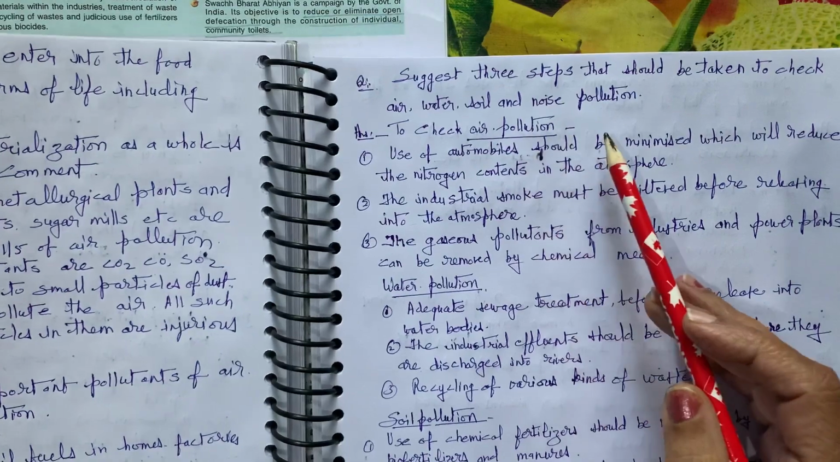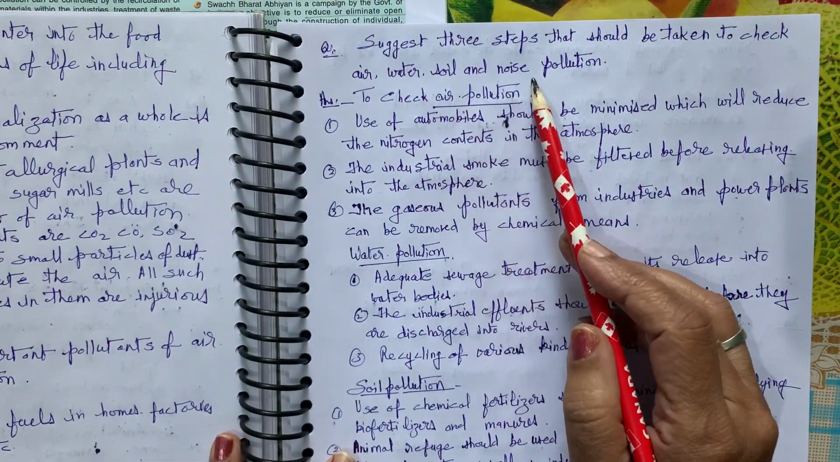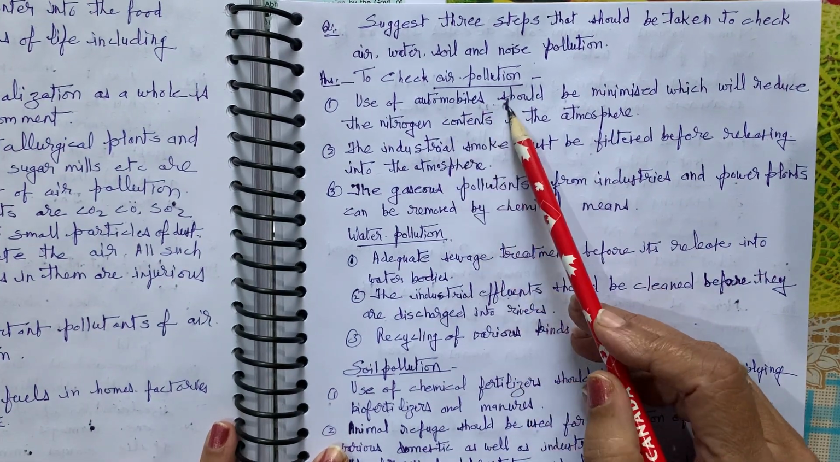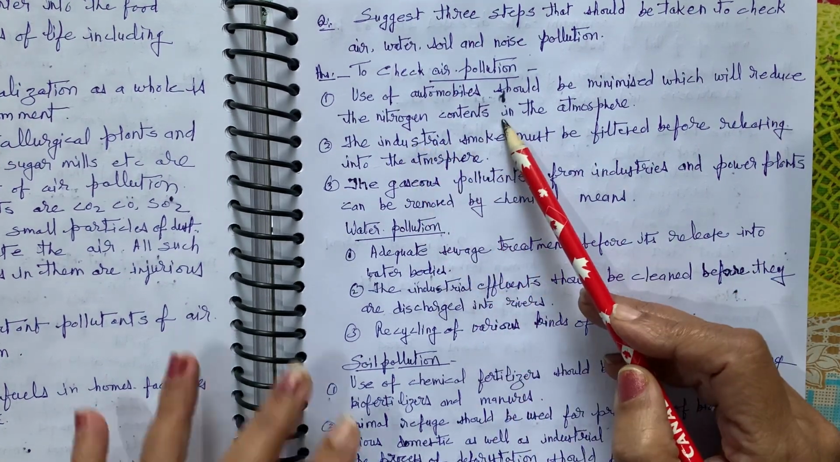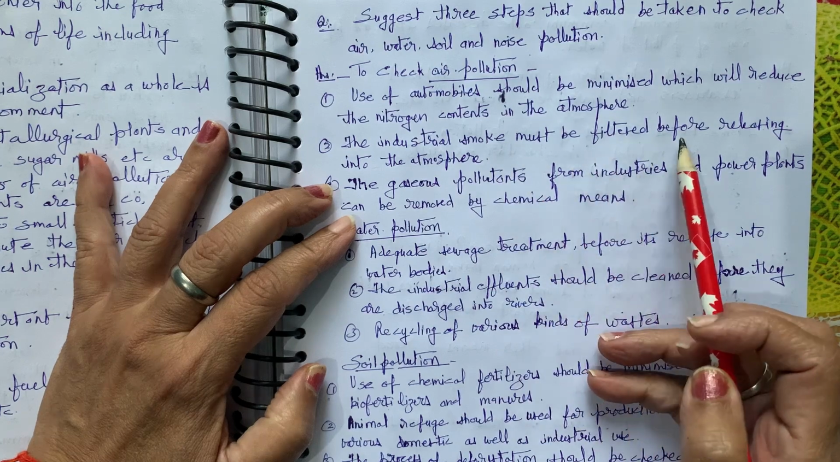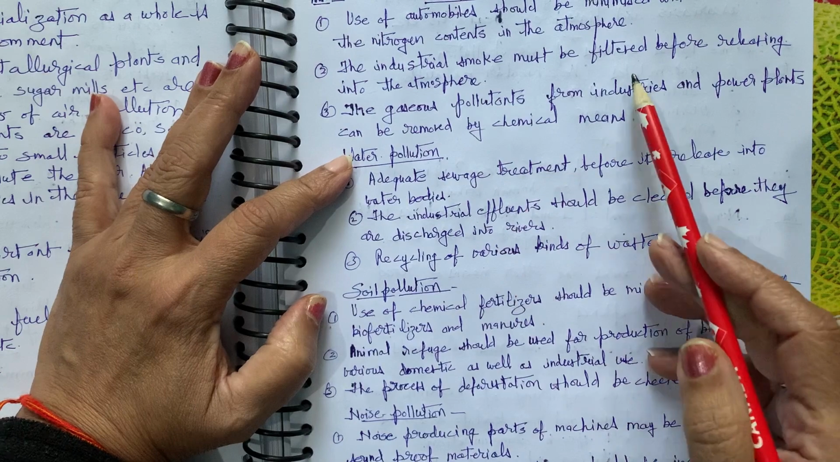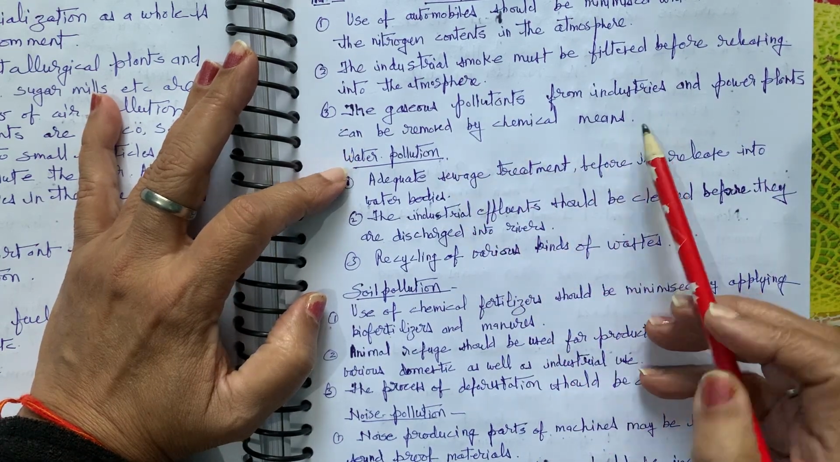Suggest three steps that should be taken to check air, water, soil, and noise pollution. To check air pollution, use of automobiles should be minimized, which will reduce the nitrogen contents in the atmosphere. The industrial smoke must be filtered before releasing into the atmosphere. The gaseous pollutants from industries and power plants can be removed by chemical means.